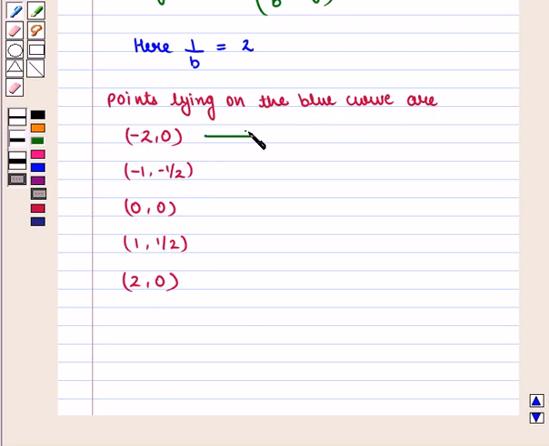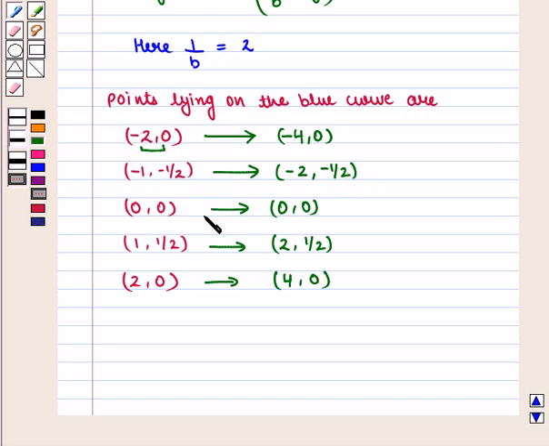Now the new coordinates after horizontal stretch are given by the following. First we take (minus 2, 0) and we multiply the x coordinate by factor 2. So we obtain (minus 4, 0). Similarly, the point with coordinates (minus 1, minus 1 by 2) is transformed to the point (minus 2, minus 1 by 2). Similarly, the point (0, 0) is transformed to the point (0, 0). Point (1, 1 by 2) is transformed to the point (2, 1 by 2). And point (2, 0) is transformed to the point (4, 0).